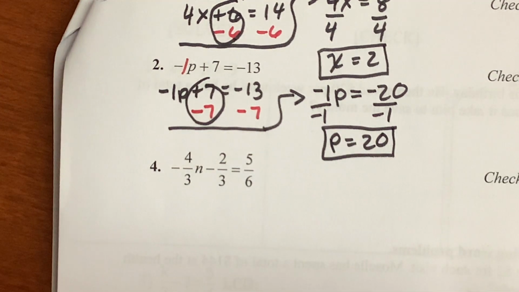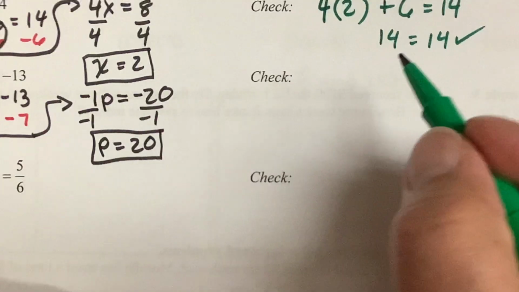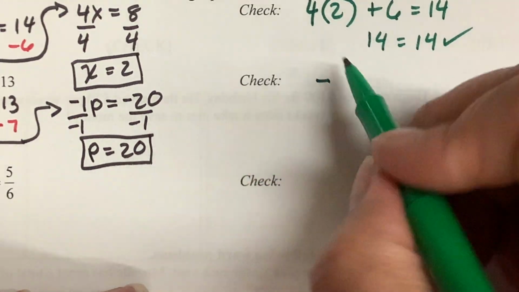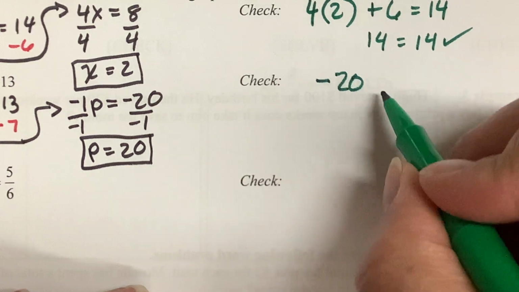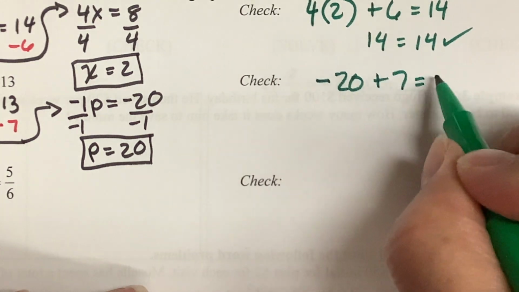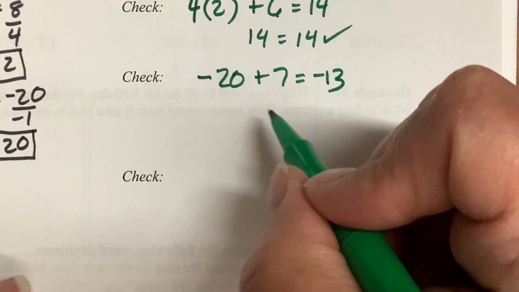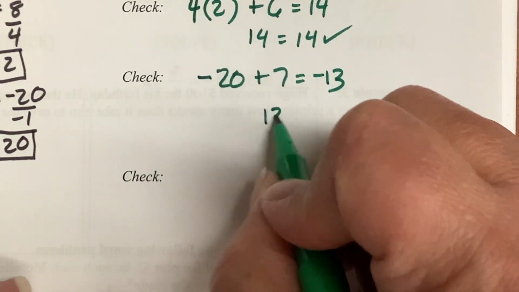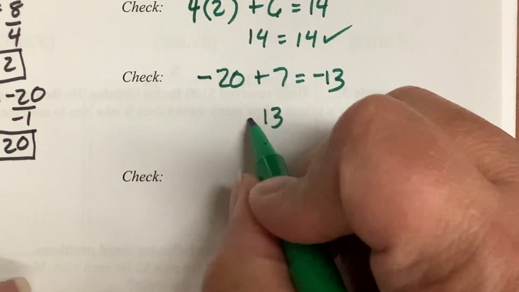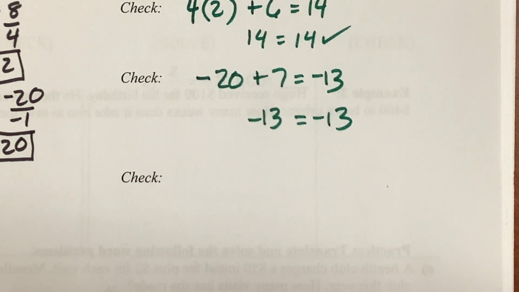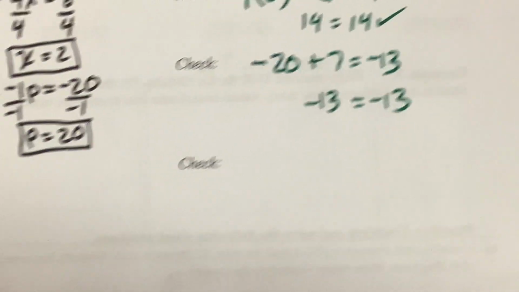And I'm going to check it. But this time I'm going to check it for real. I'm not going to mess around with my friend over there on the phone. Here we go. Negative, and instead of p, I'm going to put 20. Plus 7 equals negative 13. When the signs are different, you subtract. 20 minus 7 is 13. 20 is negative, so it's negative 13 equals negative 13. Yay, me.